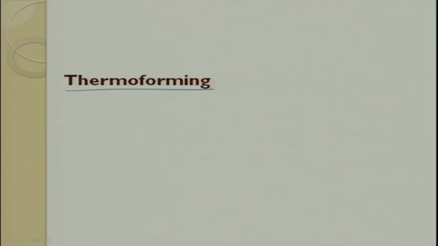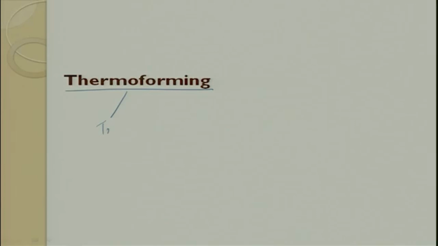The next process for discussion is going to be thermoforming. So it is very clear, it is thermo, so I am applying temperature, and the next thing is I am going to give a form. Form is basically I will have a die and I will try to give a shape to it. So thermoforming is the next process which we are going to discuss.